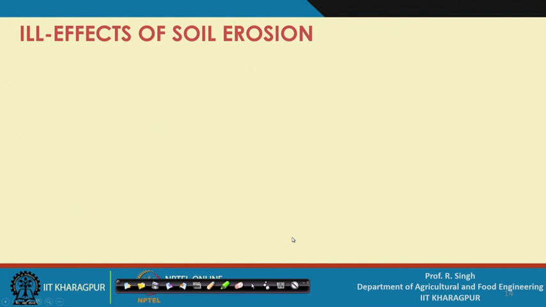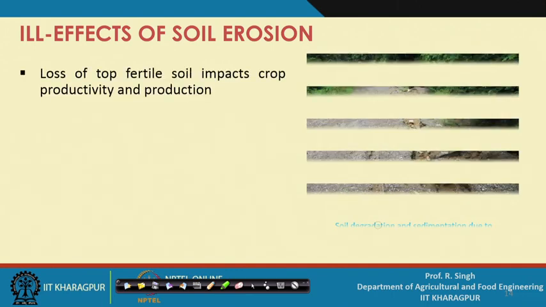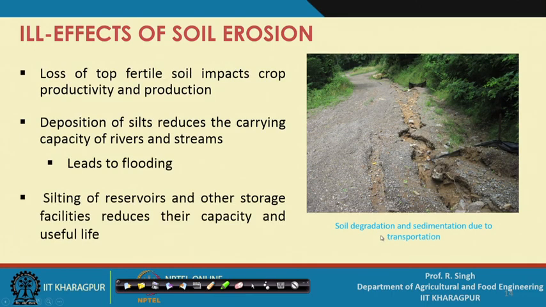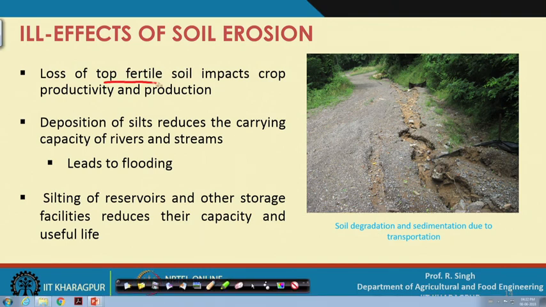Now, coming to the ill effects of soil erosion, we have seen the factors that impact it. What are the ill effects of soil erosion? The first one is that, of course, we lose the top fertile soil, which impacts crop productivity and crop production. We have already seen that after the raindrop impact, sheet erosion starts, and that takes the top fertile soil away, which will obviously have a negative impact on crop production and productivity.